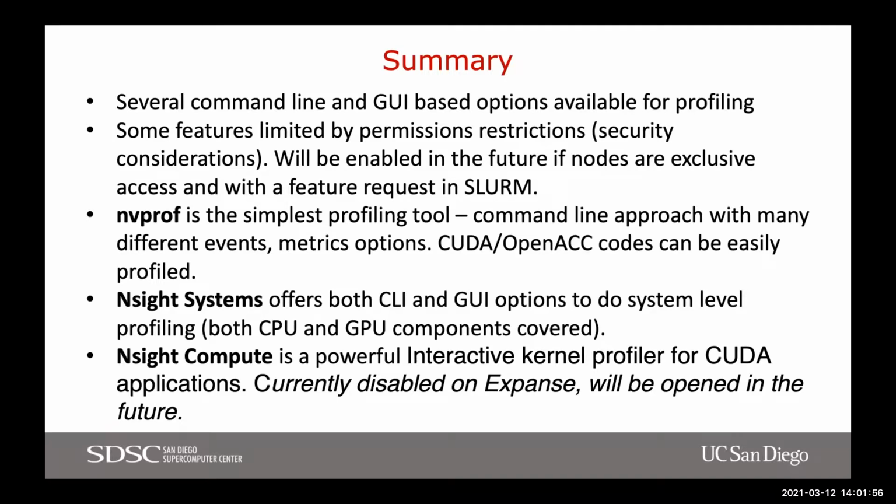Nsight Systems gives you both the CLI and GUI option, and you can do system level profiling. So you can look at both the CPU and the GPU components at the same time, and drill deep into which piece of it is blocking, or why it might be happening, and then you can go back and correlate with the code, make the change, come back and see if the profile changed. So that's a good way of figuring out if you're doing something useful or you need to take a different direction. And the Nsight Compute drills down even more into the kernel profile for the CUDA applications. Again, it's disabled right now, but we'll let you know if it opens up.